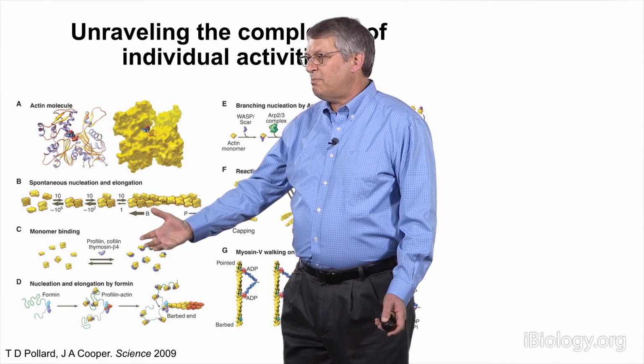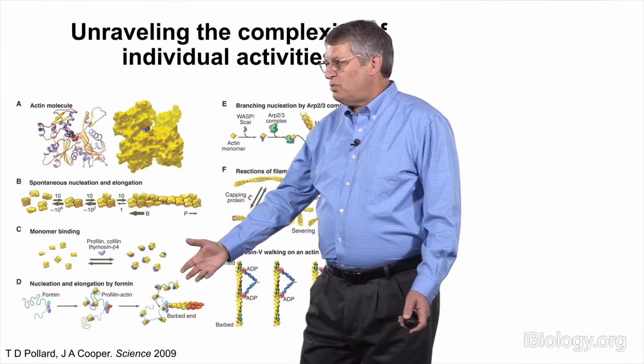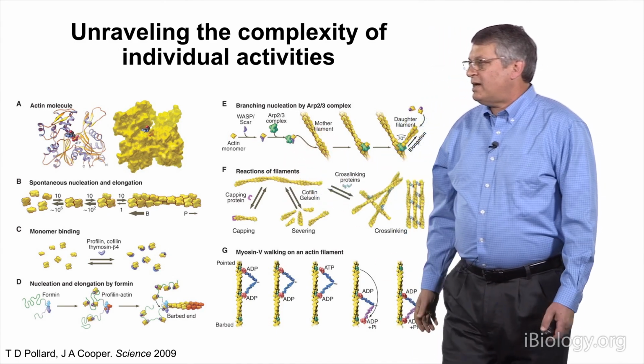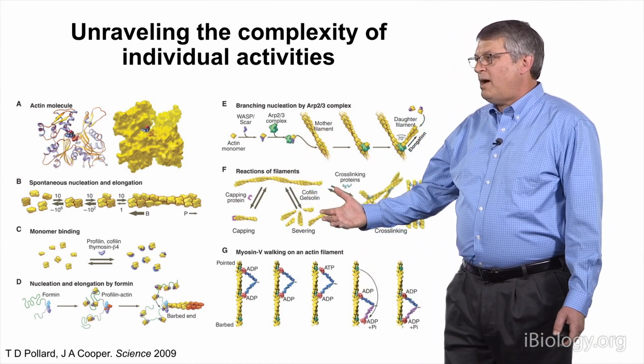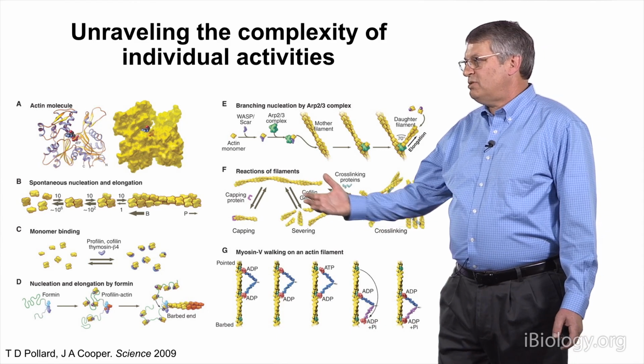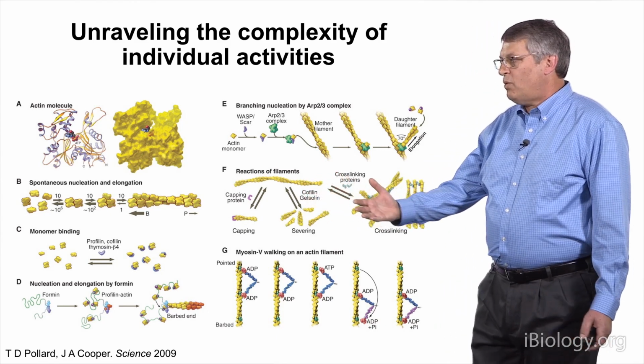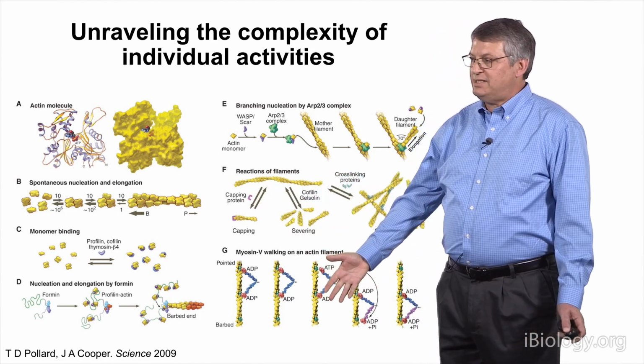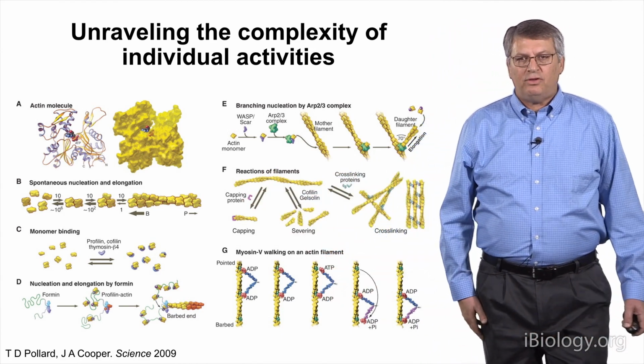There are proteins that bind to monomers. There are nucleating proteins called formins and the ARP2/3 complex. And there are proteins that interact specifically with the filament to either cross-link the filament or to sever the filament or to cap growing filaments. And finally, there are myosins that create forces on the filaments.